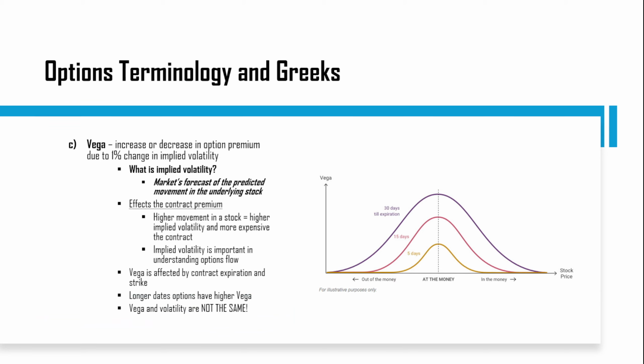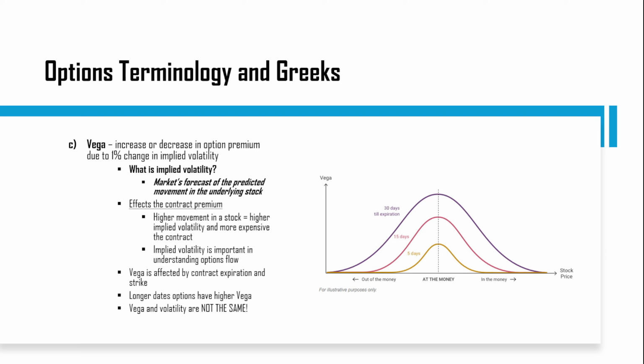Next is Vega, the increase or decrease in option premium due to a 1% change in implied volatility. The implied volatility, or the IV on the contract, is very important when you look at option flows, because a higher IV means there are more buyers driving up the premium. So Vega will be higher in those cases. It's pretty much the market's forecast of the predicted movement of the underlying stock, what's going to happen in 5 days, 15 days, 30 days till expiration.